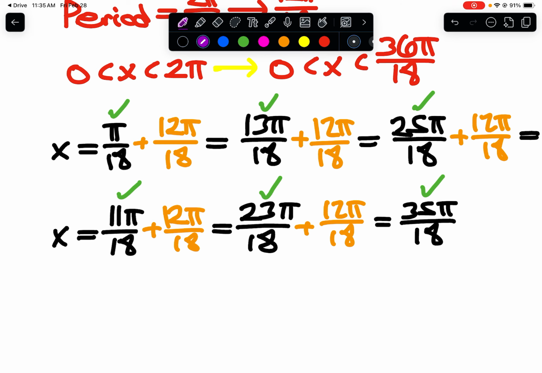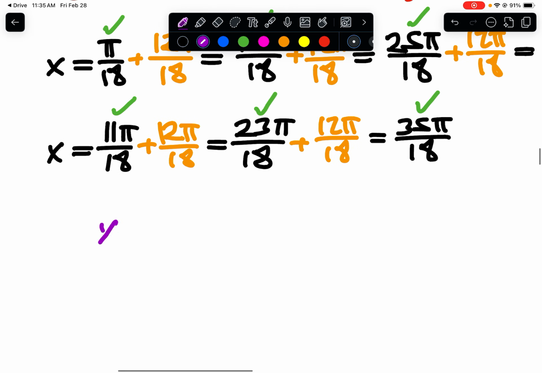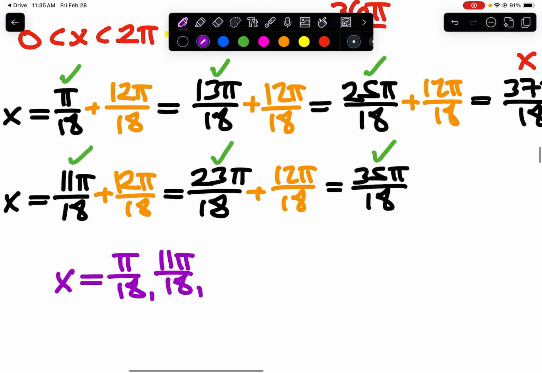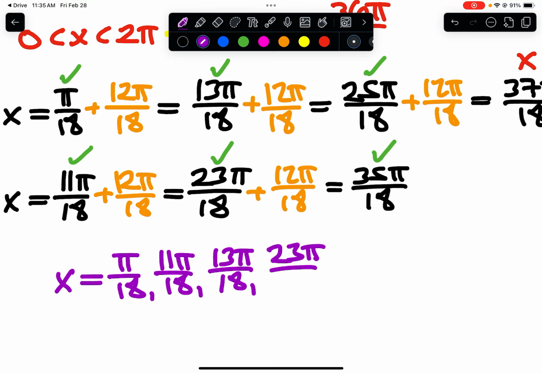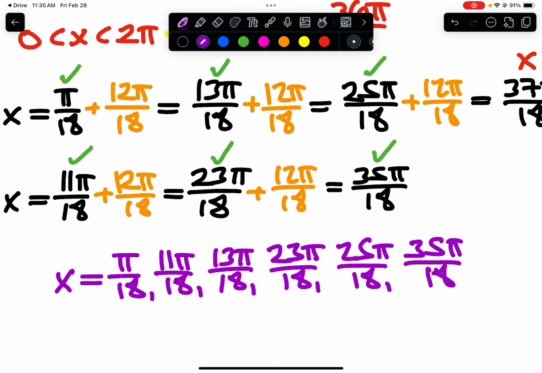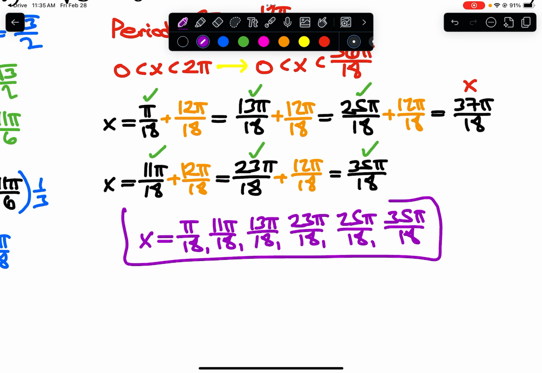Ooh, lordy, this is a good one. So that means individually, if I'm looking at a single cycle, we're going to have pi over 18, 11 pi over 18, 13 pi over 18, 23 pi over 18, 25 pi over 18, and 35 pi over 18. So that would be our single cycle.